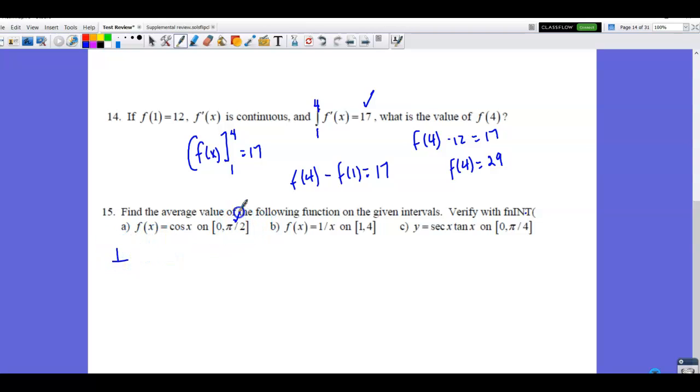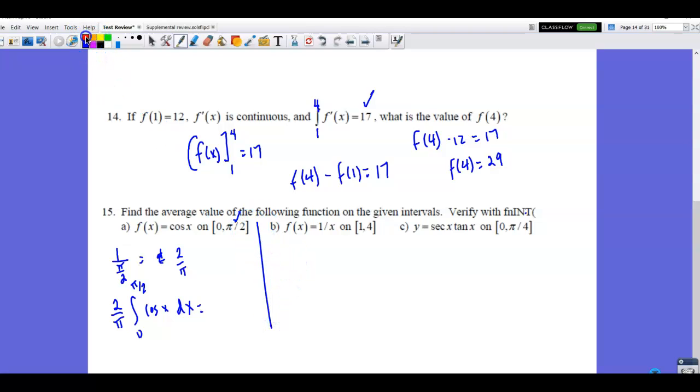over b minus a, so that's 1 over pi over 2, which is the same thing as 2 over pi. So 2 over pi, that's 1 over b minus a, from 0 to pi over 2 of cosine of x dx. Carefully do your antidifferentiation. The antiderivative of cosine is sine, and then be careful with your FTC part 1.